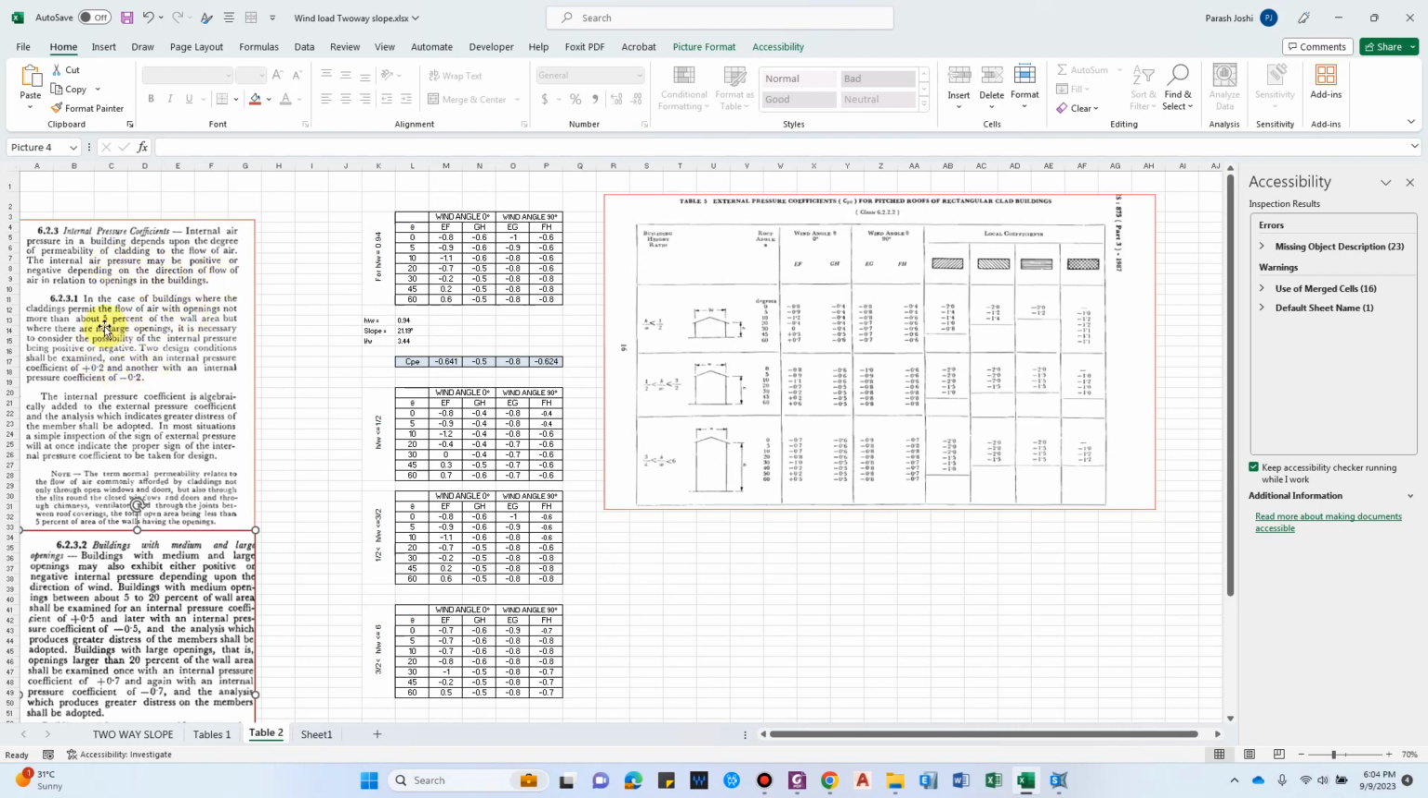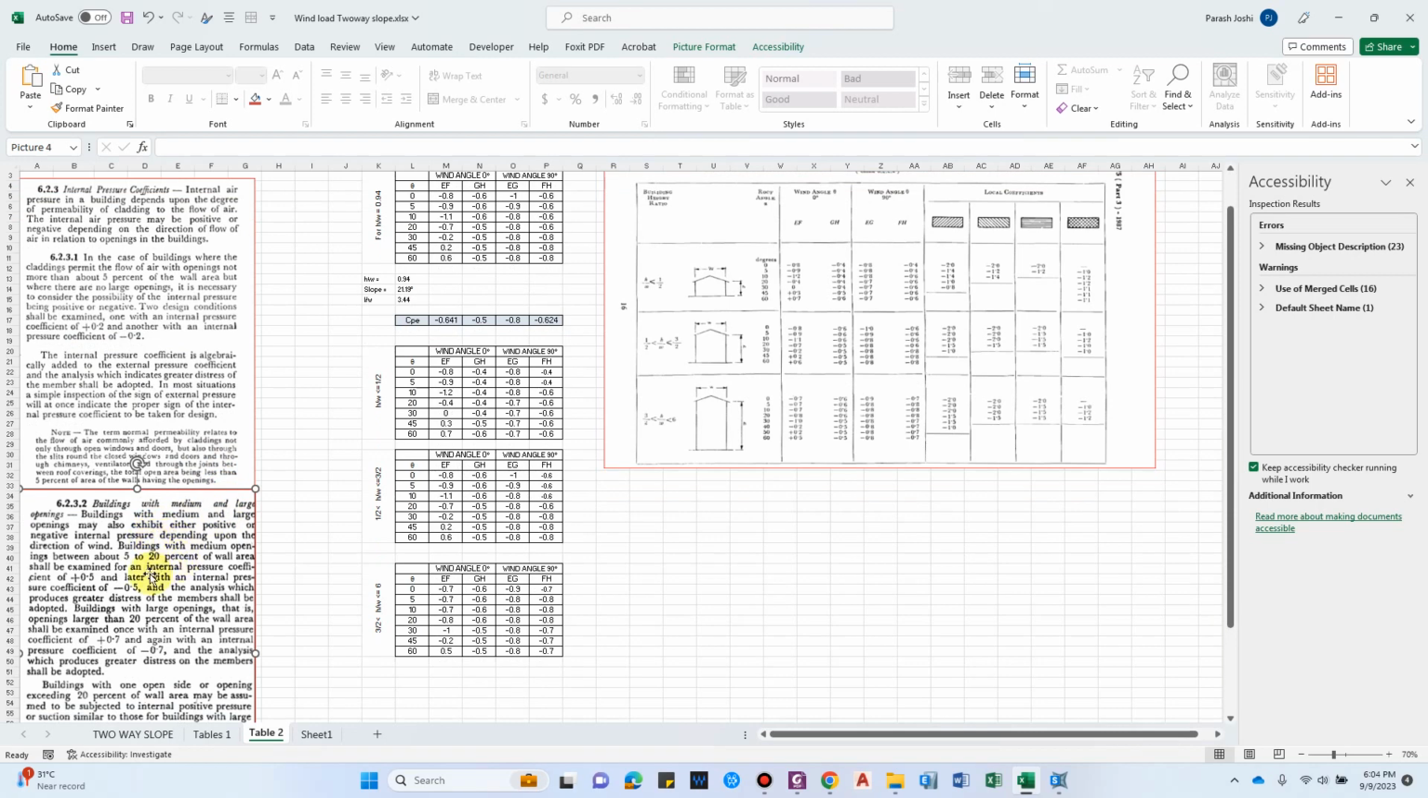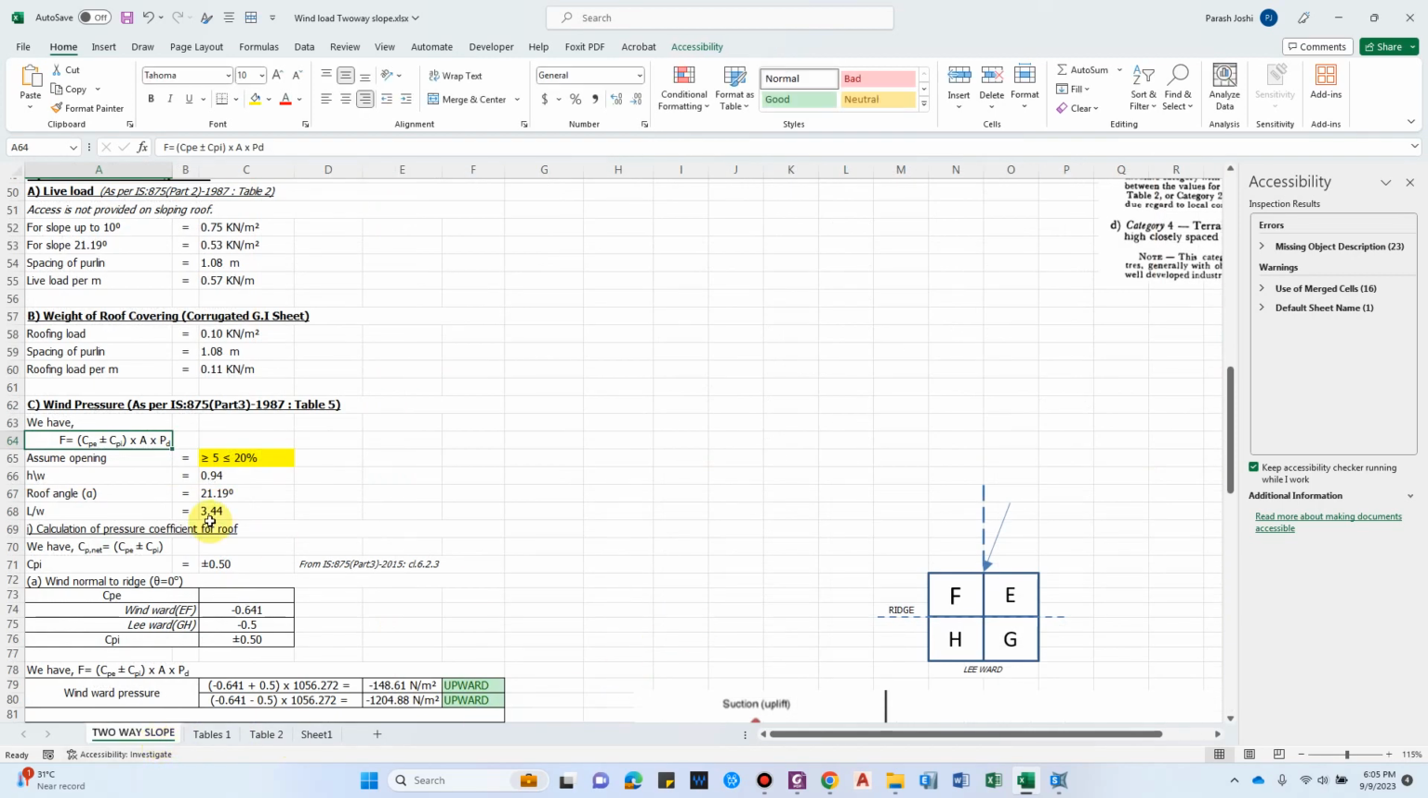In case of less than 5%, the value will range from plus 0.2 to minus 0.2, and for 5 to 20%, the coefficient will be plus 0.5 and minus 0.5, and if it is greater than 20%, the internal pressure coefficient shall be taken as plus minus 0.75. So in our case, the opening will be less than 5%. So that makes the external pressure coefficient more critical.